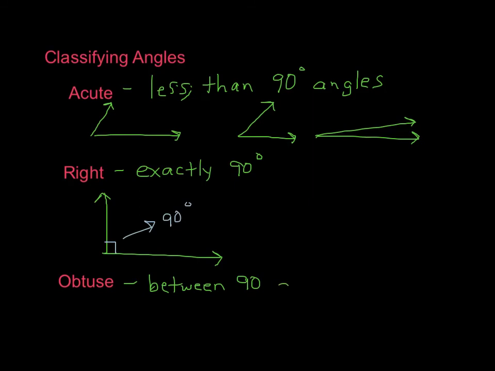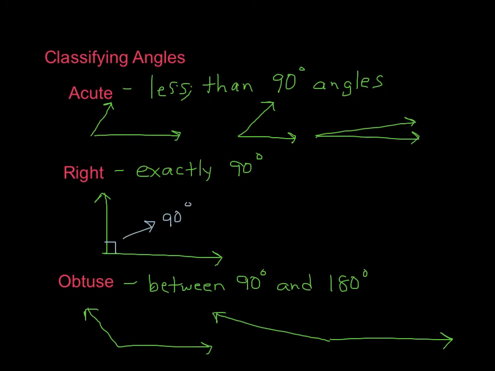90 and 180 degrees. Now, it can't be exactly 90 and it can't be exactly 180. So an example of an obtuse angle would be like this. And sometimes we call them big angles. But their measure is between 90 and 180 degrees. Both of these would be considered obtuse angles.